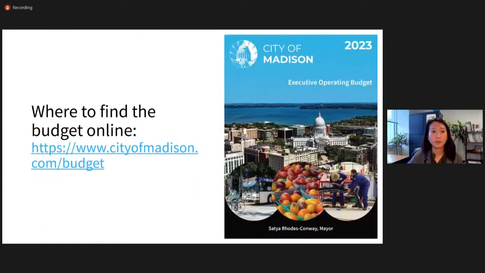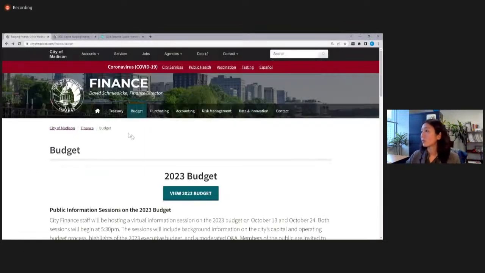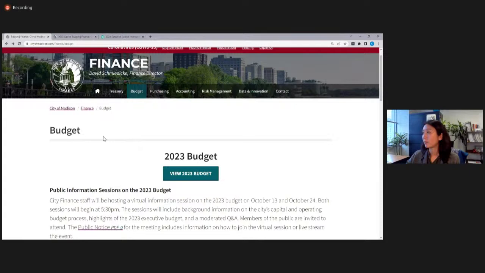If you want to spend some time digging into the budget before making comments, you can find all of our budget materials at cityofmadison.com/budget. And I'm going to really briefly walk through our website. So if you go to cityofmadison.com/budget, you will find all of our documents.